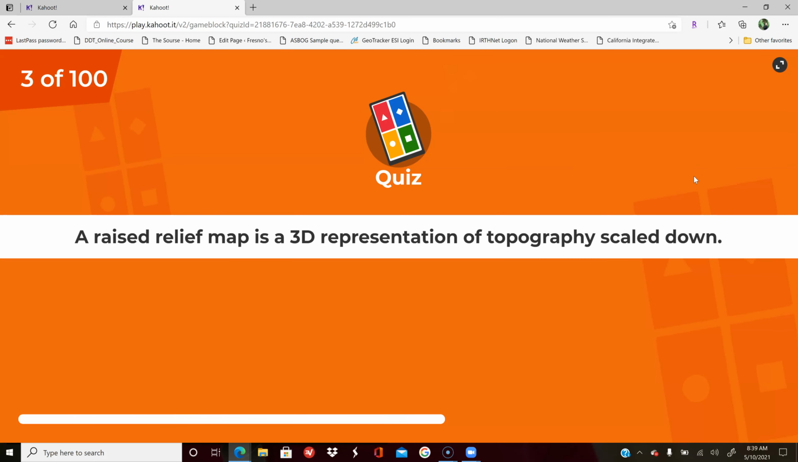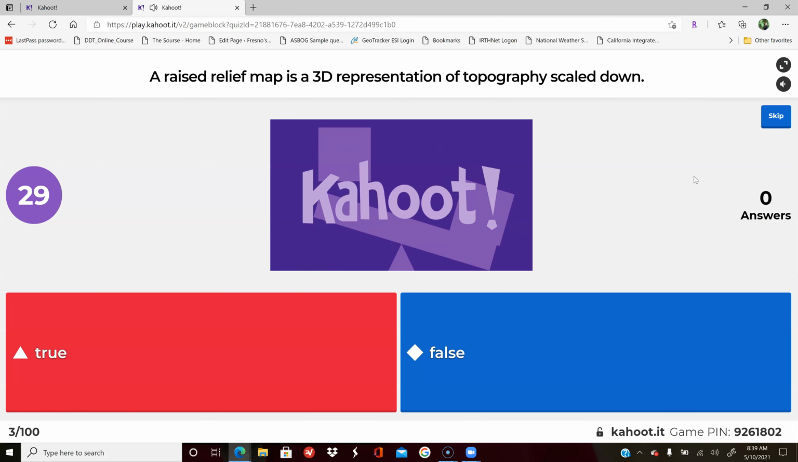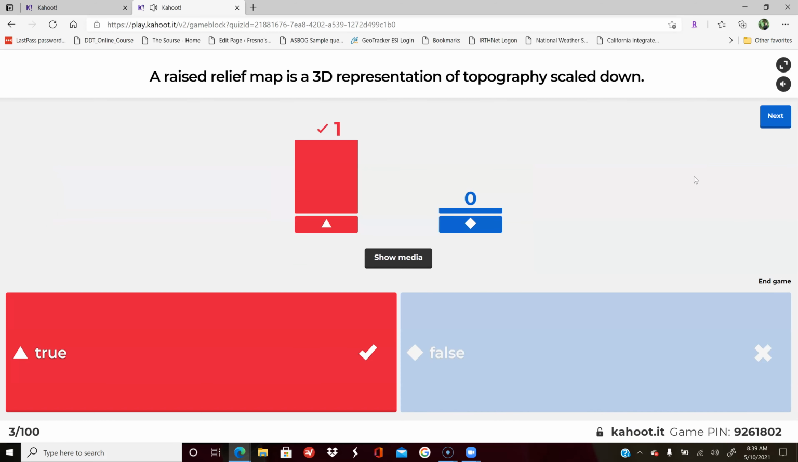A raised relief map is a 3D representation of topography scaled down. This is true. So the raised relief maps are the maps that you can run your fingers over, and they have the highs and the lows.